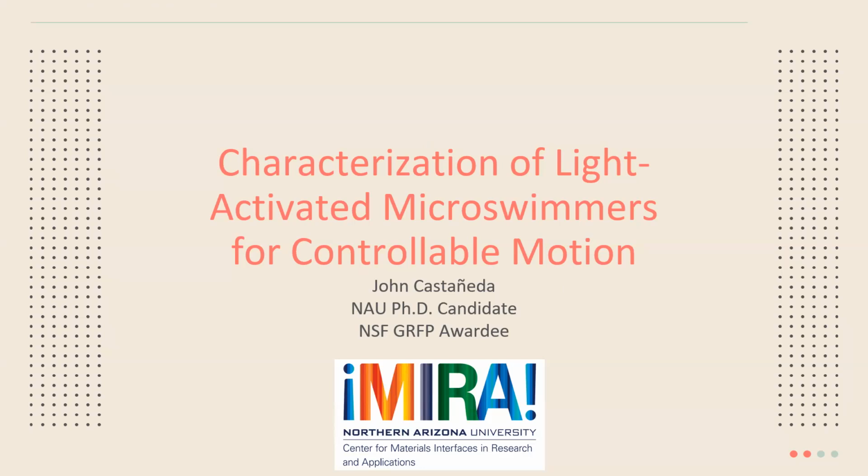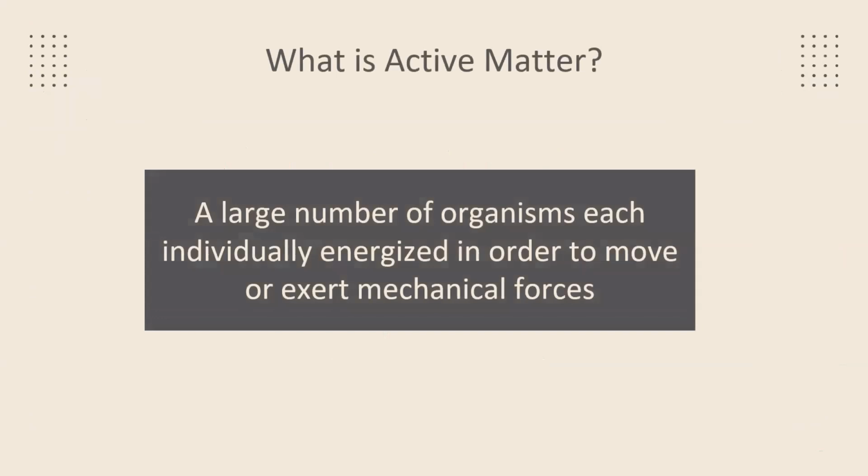So let's take a step back and look at what exactly microswimmers are, and they are a type of active matter. So what is active matter? Active matter is a large number of organisms, each individually energized in order to move or exert mechanical forces, or in my research, microparticles. So let's look at some examples of active matter that is more familiar.